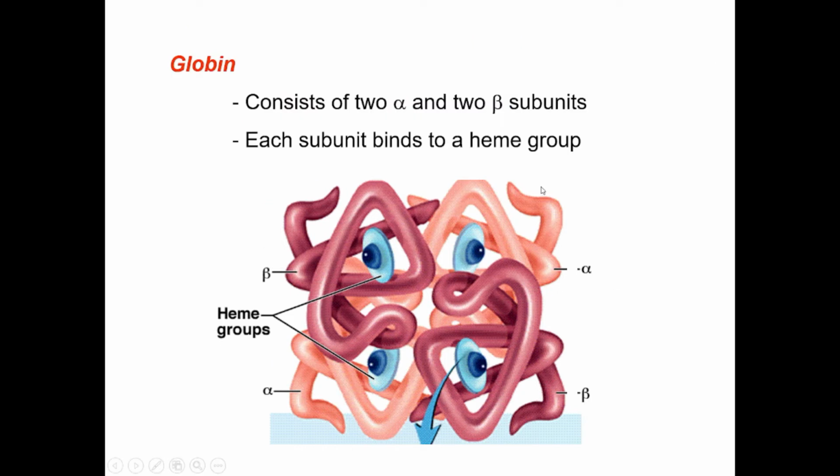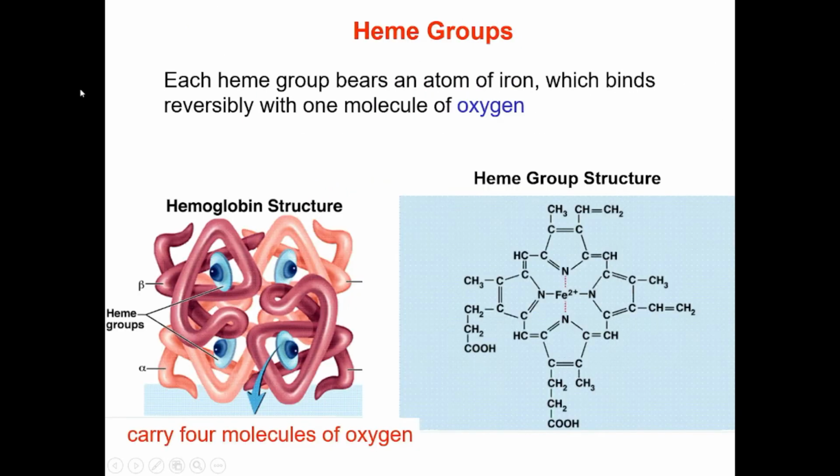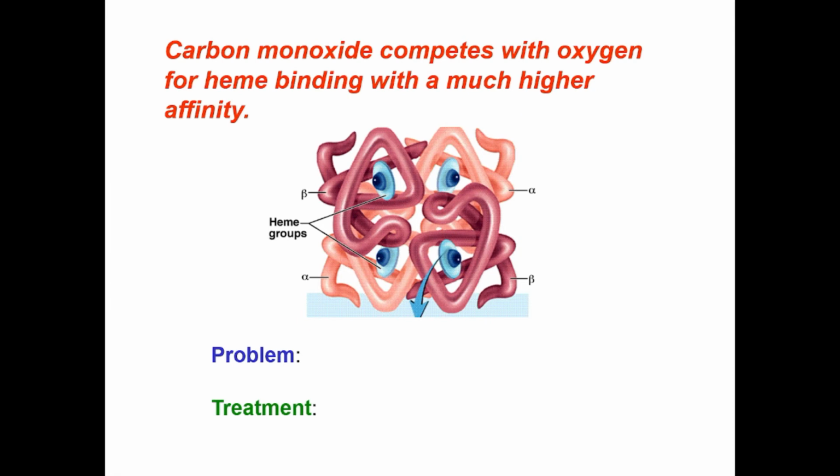So you may see here the various components, and this is the non-proteinaceous portion of hemoglobin, which is called the heme. Each heme group bears an atom of iron, which binds reversibly with 1 molecule of oxygen. Then, one of the important chemical properties of hemoglobin is that it has extremely high affinity for carbon monoxide, moderate affinity for carbon dioxide, and less affinity for the oxygen molecule.